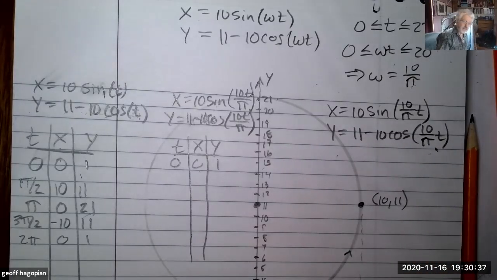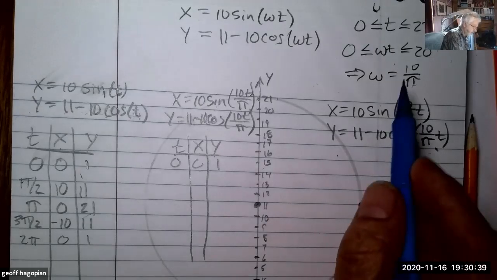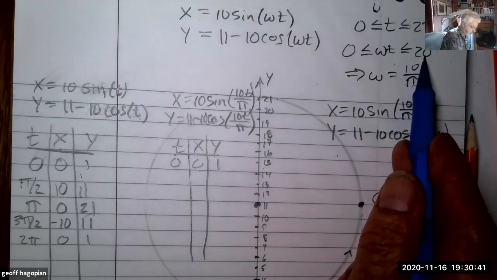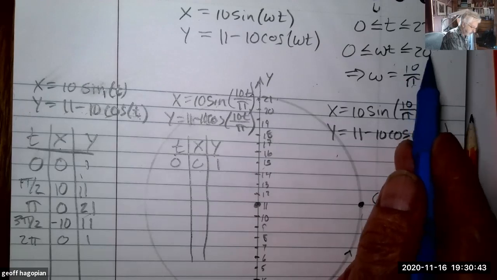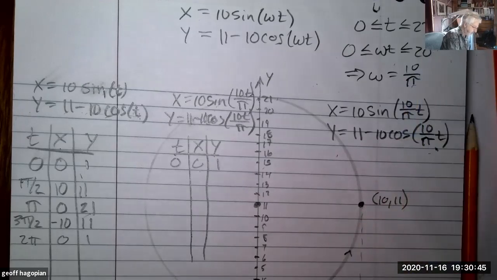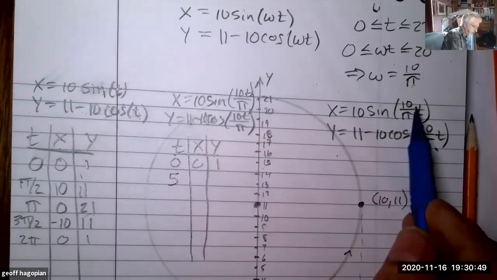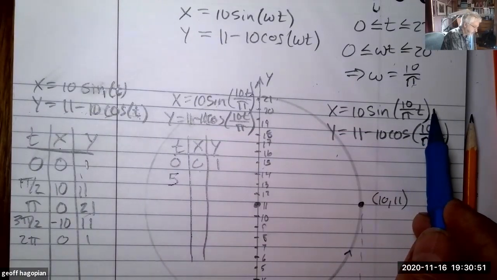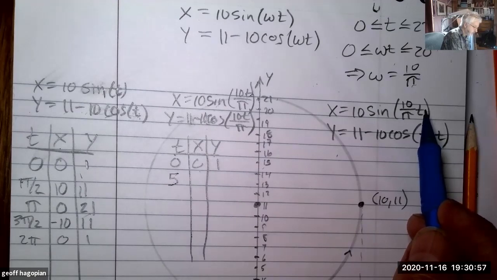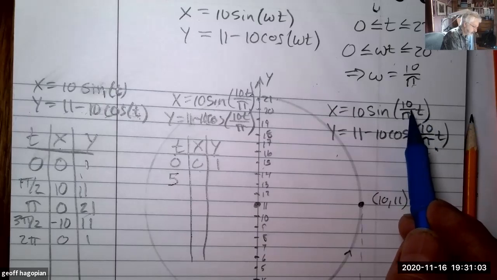Okay. So now, what's a quarter turn? Well, it should be 5 seconds, right? 1/4 of 20 is 5. So let's say when t is 5, what do we got here? Wow, this is so wrong. Is it the reciprocal or something?